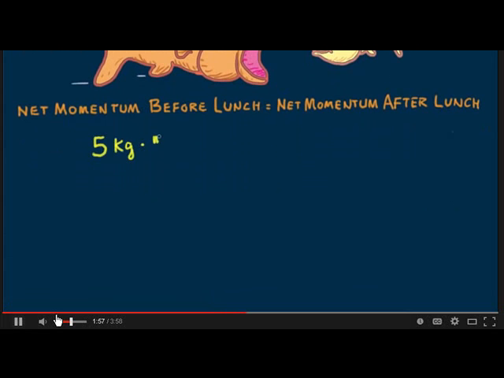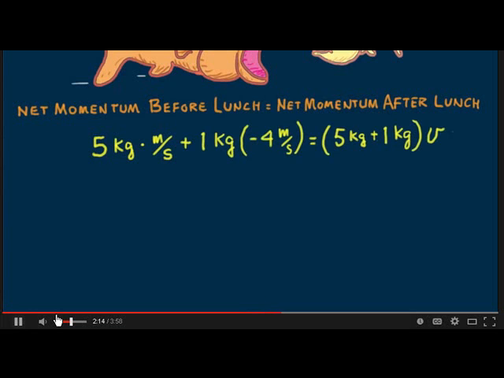We have the initial momentum of the large fish plus the initial momentum of the small fish with velocity equal to minus 4 meters per second. And after lunch, we have the combined mass times the velocity v that we're looking for. So we see the initial momentum is 5 kilograms meters per second minus 4 kilograms meters per second in negative direction relative to the large fish, which equals 6 kilograms times v.